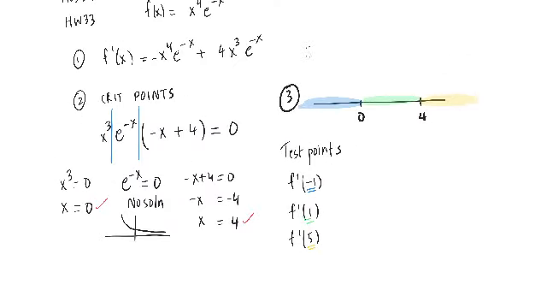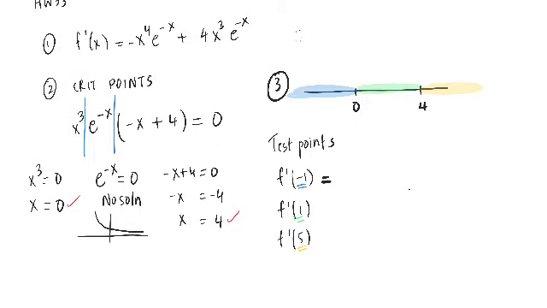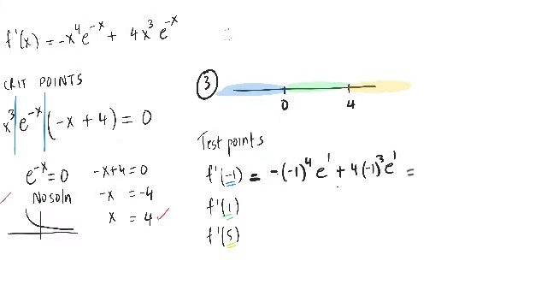So now you can use either the factored form or the original form of your f prime equation. I'll go with the original form, and the first, f prime of negative 1. Be careful here: negative 1 to the fourth, e to the negative 1 which is e to the positive 1, plus 4 times negative 1 cubed, e to the 1. And so I'm going to get negative e minus 4e, and that makes negative 5e. So this is telling me that throughout this blue interval, my f prime is negative.